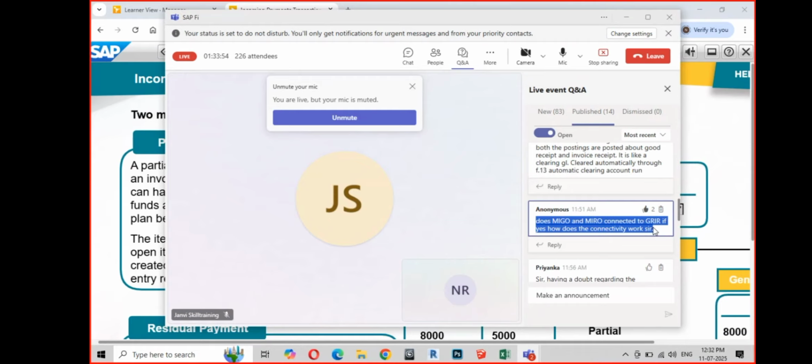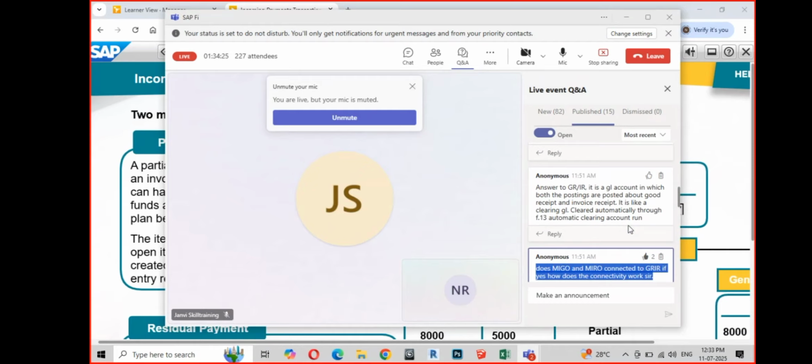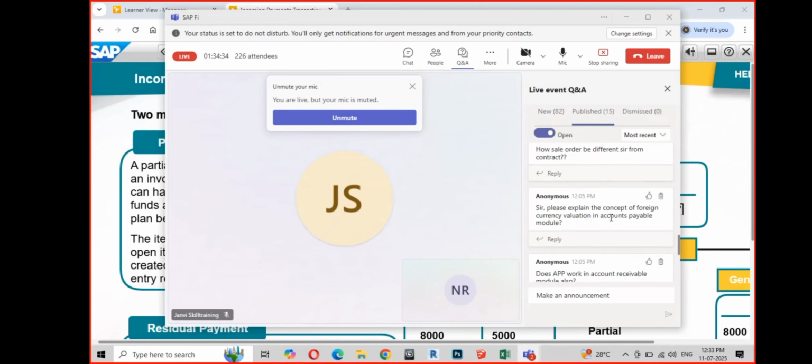Now, if somebody asks me what is MIGO or MIRO, would he or she be in a position to understand? You would be in a position to understand. But what about the other people? So please try to understand the sensitivity. Please try to understand what kind of crowd we have, right? Absolutely clear. Yes, perfect answer. Very good.